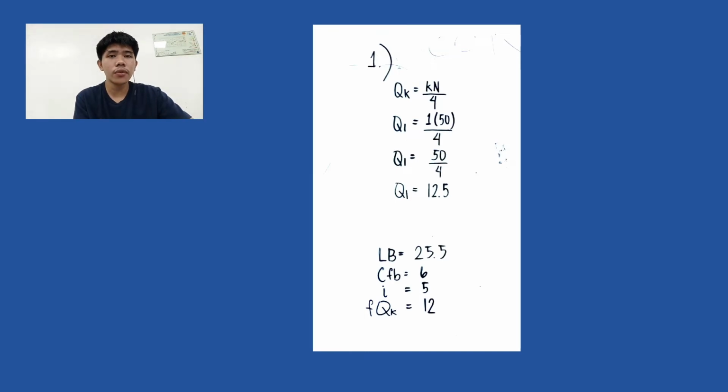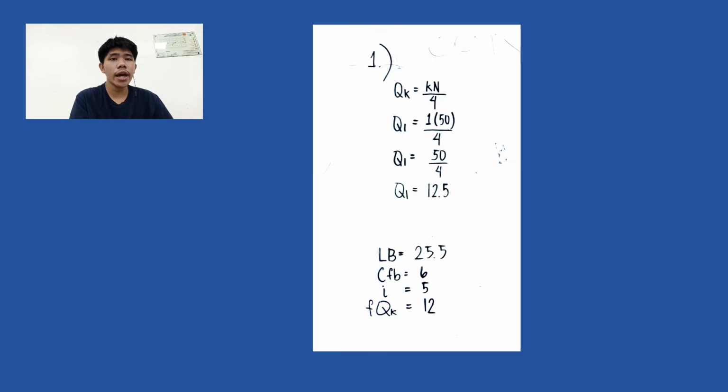Since we are looking for the Q sub 1 set, we will substitute K to 1. So Q1 is equal to 1 multiplied by 50 over 4. Q1 is equal to 50 over 4. So 50 divided by 4, and that will give us Q1 is equal to 12.5. Now that is the value of our Kn over 4.